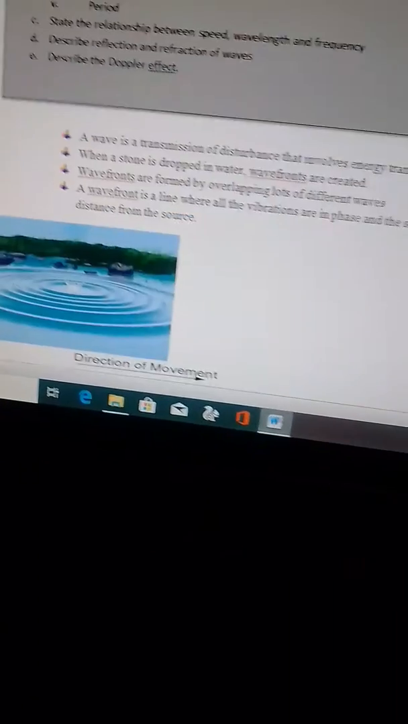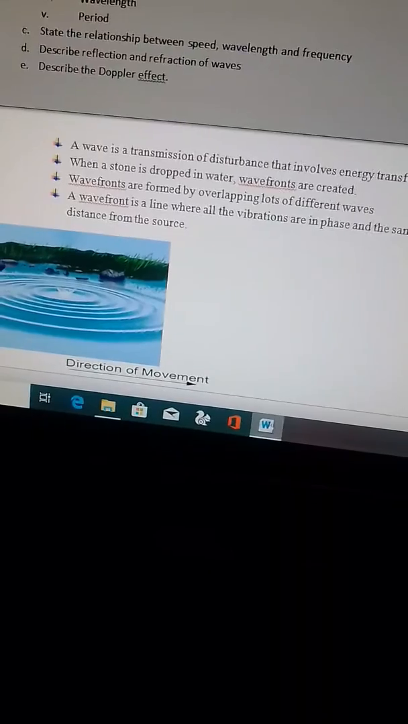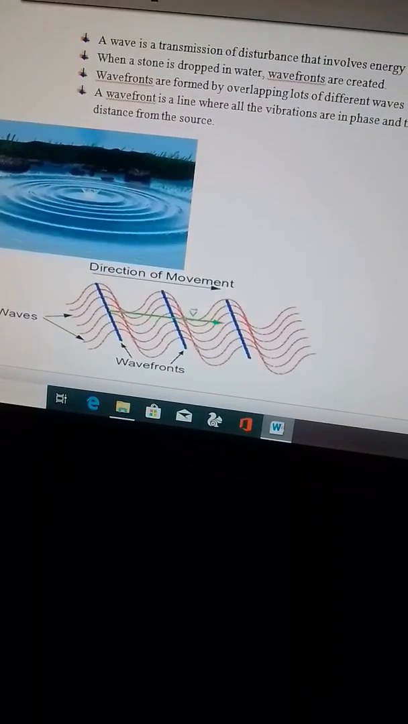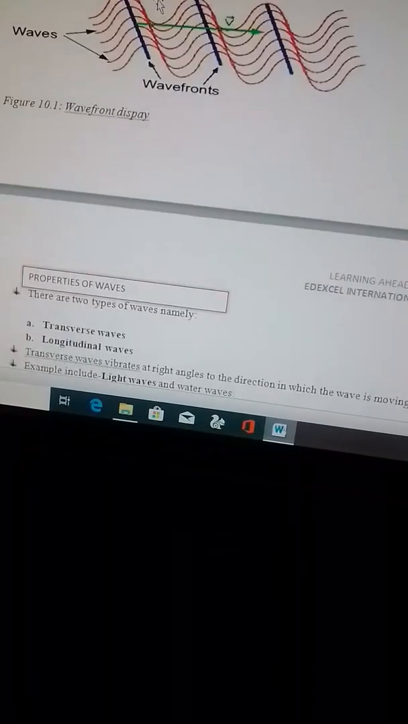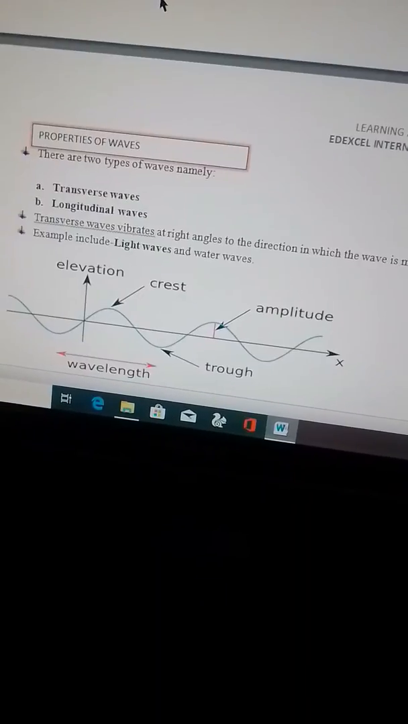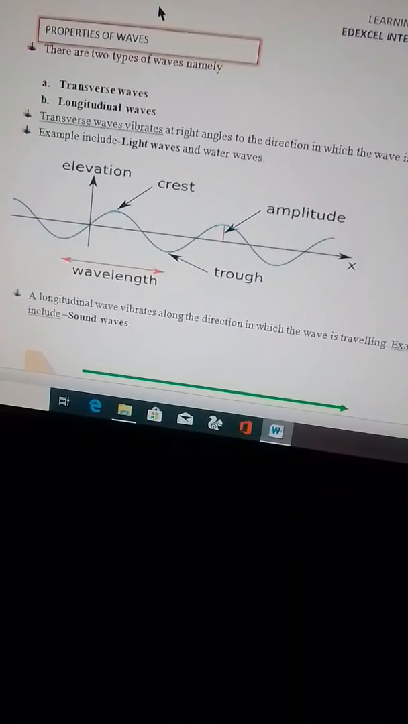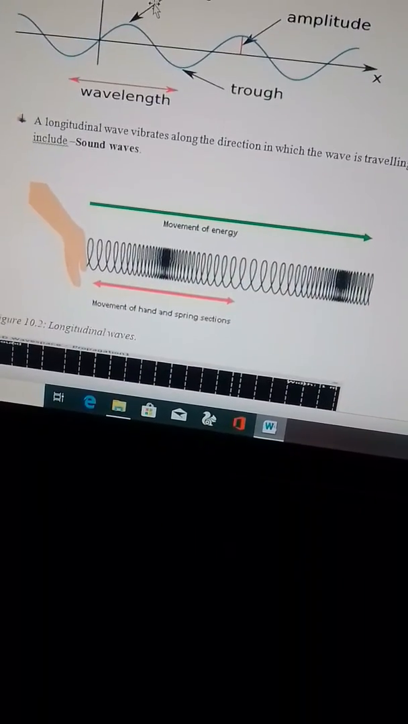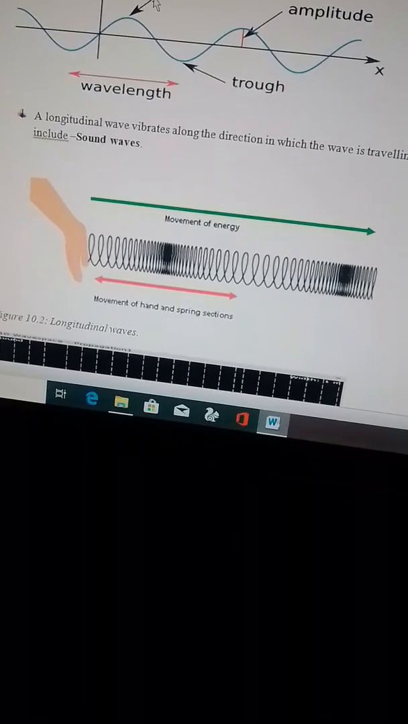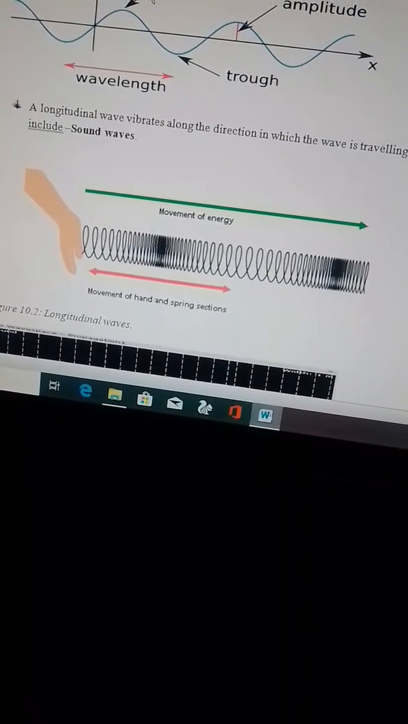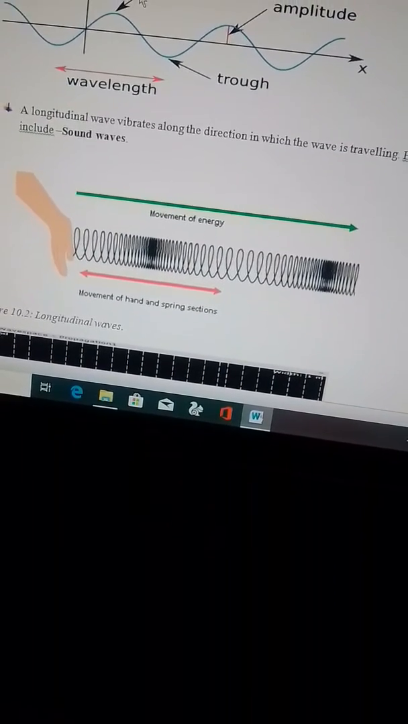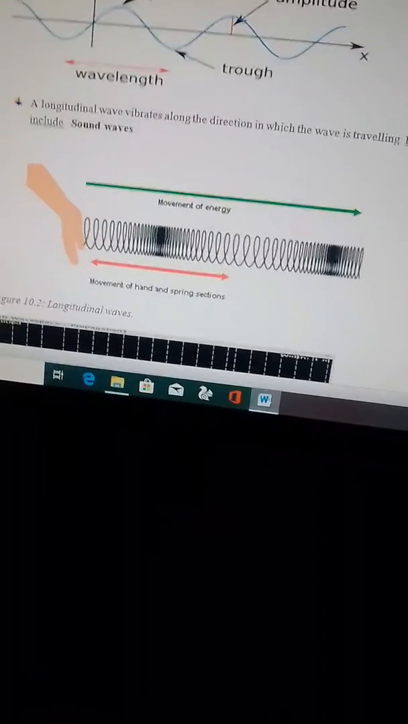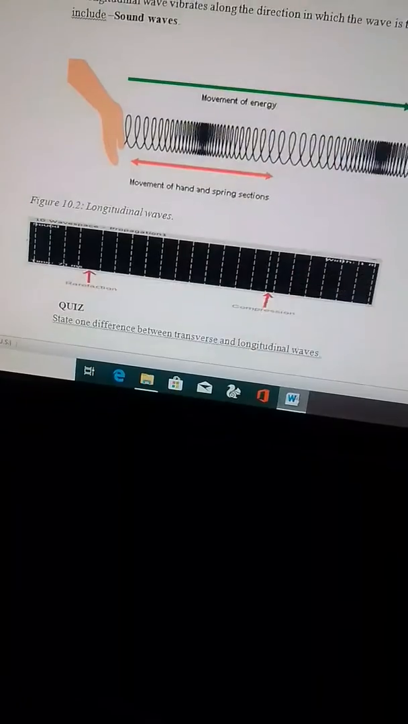Now, these are my notes. You can take these short notes as this video continues. You can replay the video as you write down the notes. In particular, as I move forward, we'll define what is a longitudinal wave. A longitudinal wave is a wave that vibrates alongside the direction in which the wave travels. An example of a longitudinal wave is a sound wave.